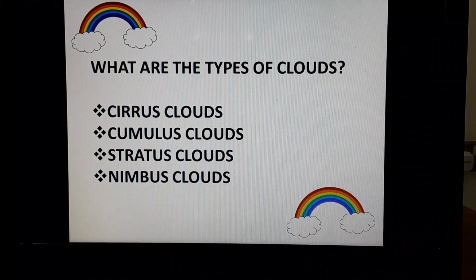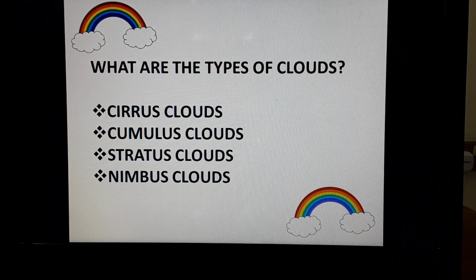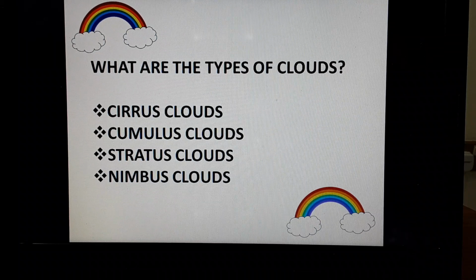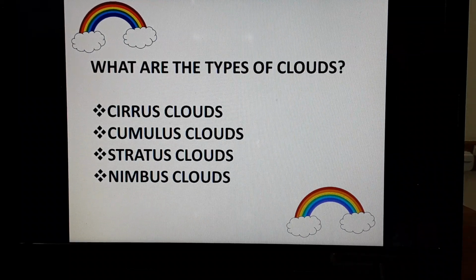What are the types of clouds? So we have the cirrus clouds, the cumulus clouds, the stratus clouds, and the nimbus clouds. So I will be explaining each type of clouds. I hope everybody will listen so that you can answer the worksheet that I sent to your teacher. And I hope everybody will get 10 points for that.